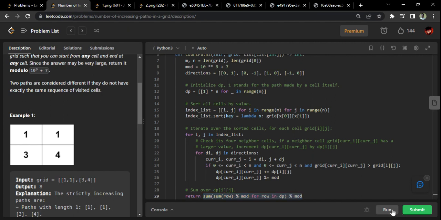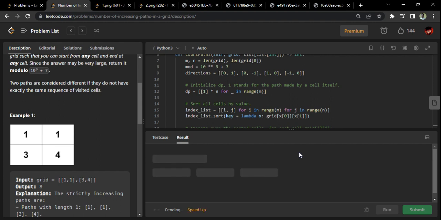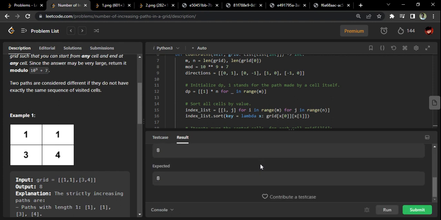I will quickly run and show how it works, in case it clears the test cases.